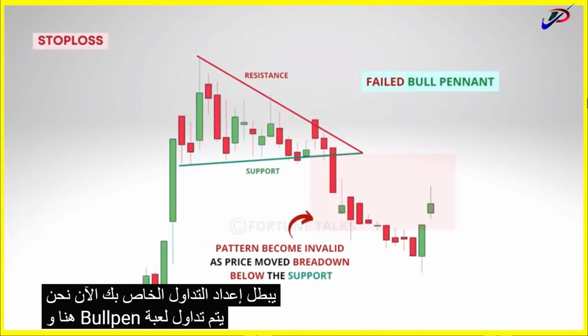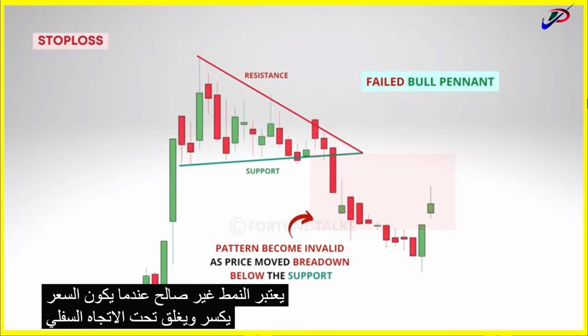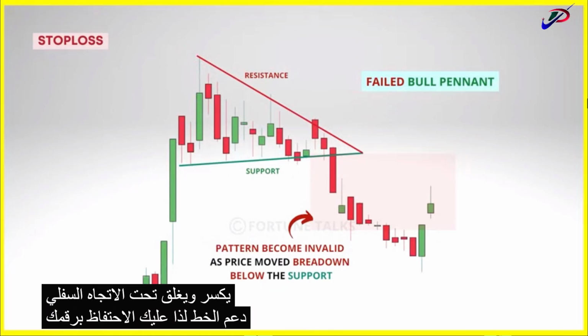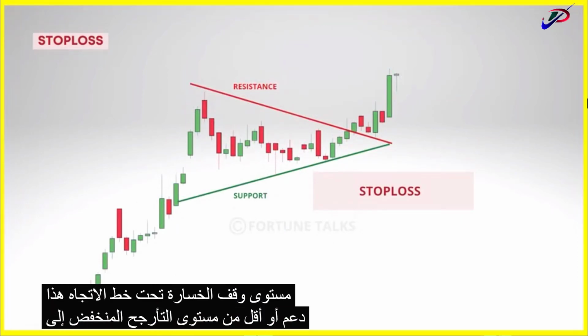So your stop loss should be at a level that if crossed invalidates your trading setup. Now we are trading a bull pennant here and the pattern is deemed invalid when the price breaks and closes below the bottom trendline support. So you have to keep your stop loss level below this trendline support or below the swing low level to be precise.